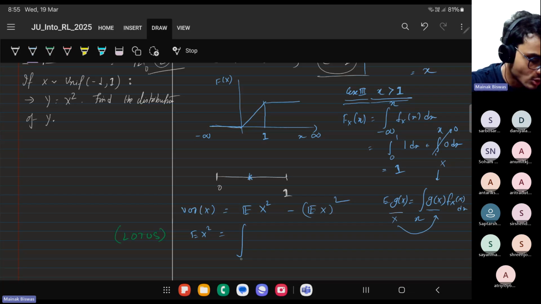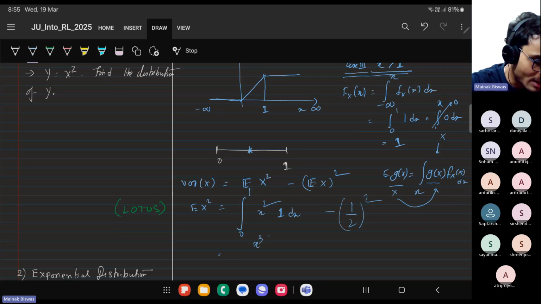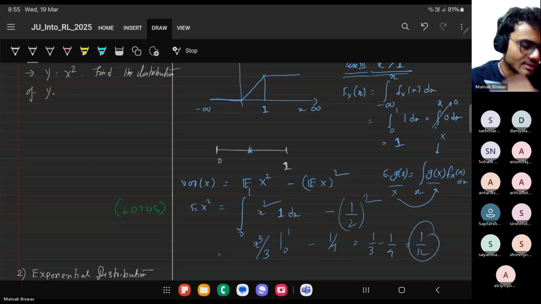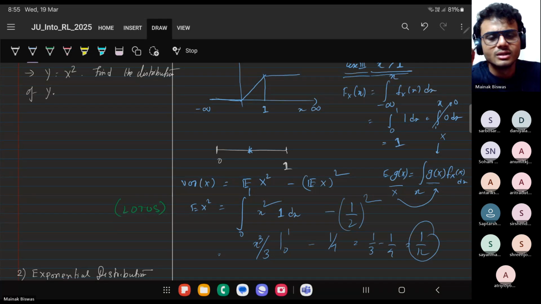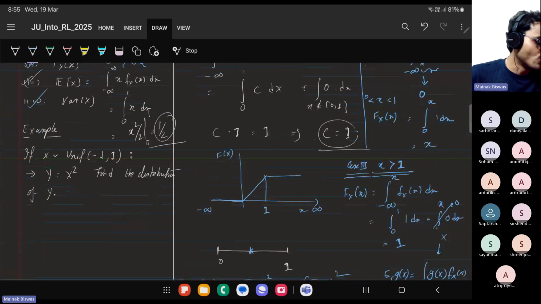The integral between 0 to 1 of x squared dx minus 1 by 2 squared. This is x cubed by 3 between 0 and 1 minus 1 by 4. This is equal to 1 by 3 minus 1 by 4, which is 1 by 12. Fine. This is the variance. Great.